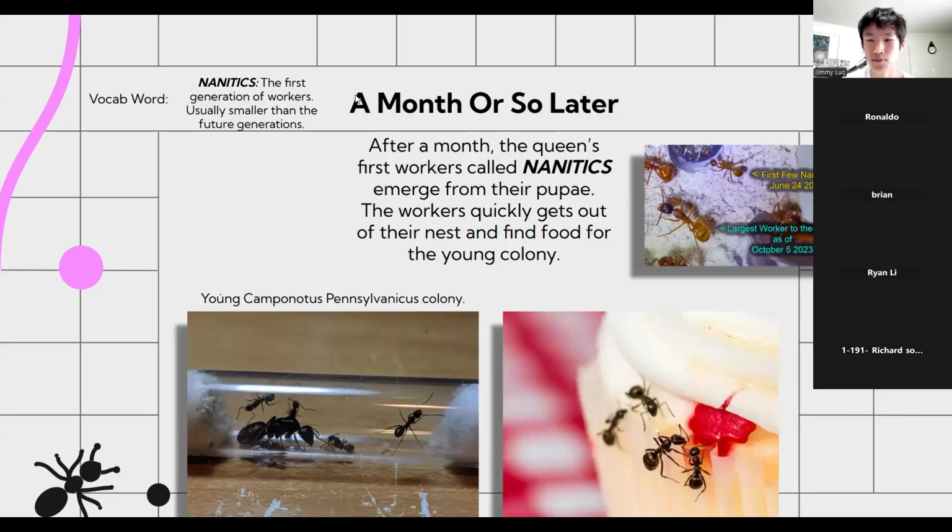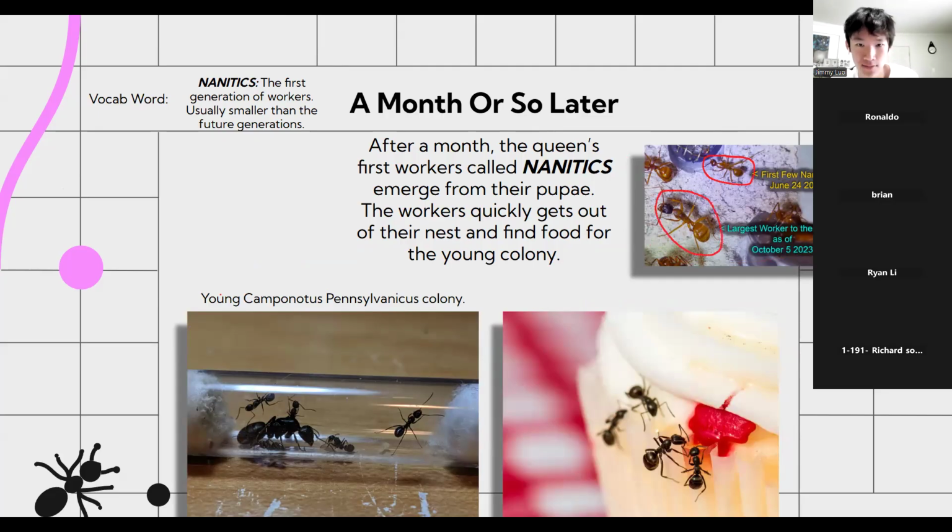Okay, and after a month or so, the first workers emerge, and they're called nanitics. Nanitics are the first generation of workers, and they're usually smaller than the future generations, as you can see on the right picture. We can see a nanitic from 4 months before the colony actually became really huge, right? You can see this is a nanitic, a really small worker, and this is a regular size worker, right? We can see here.